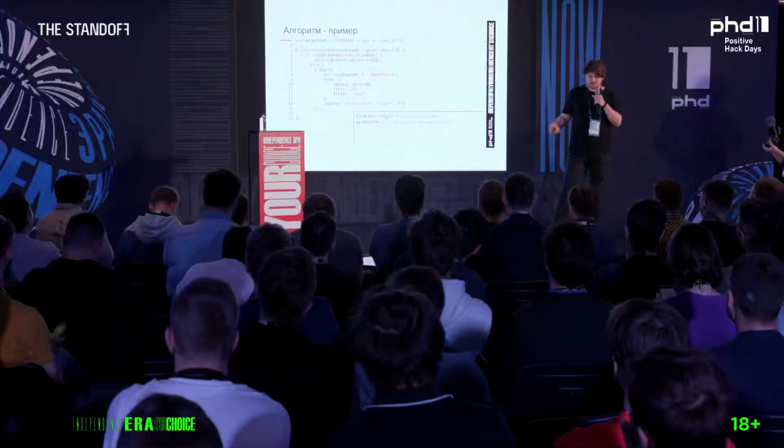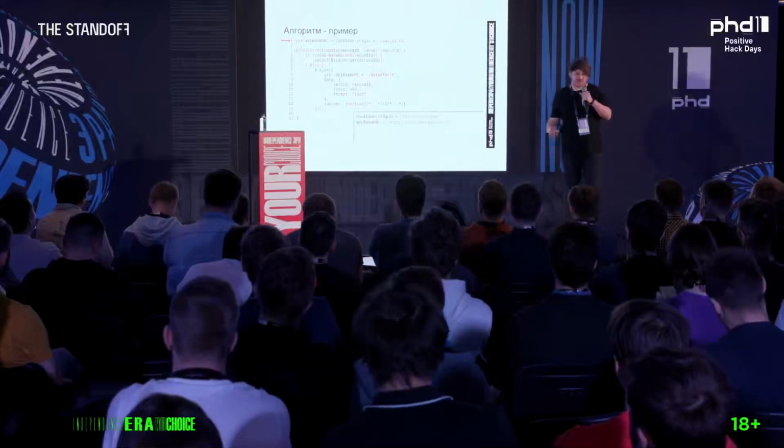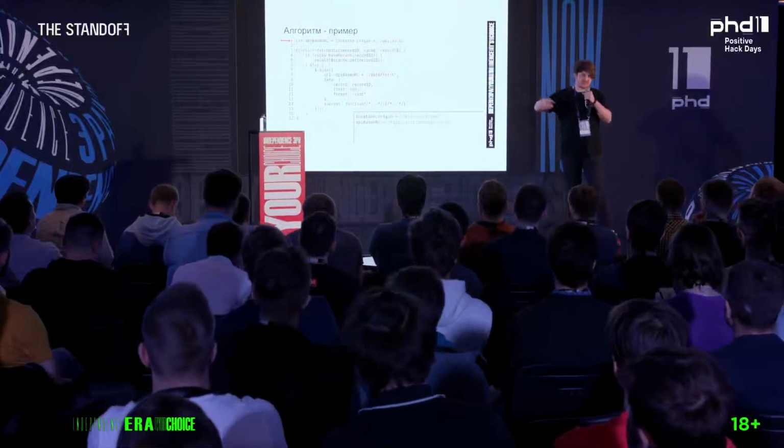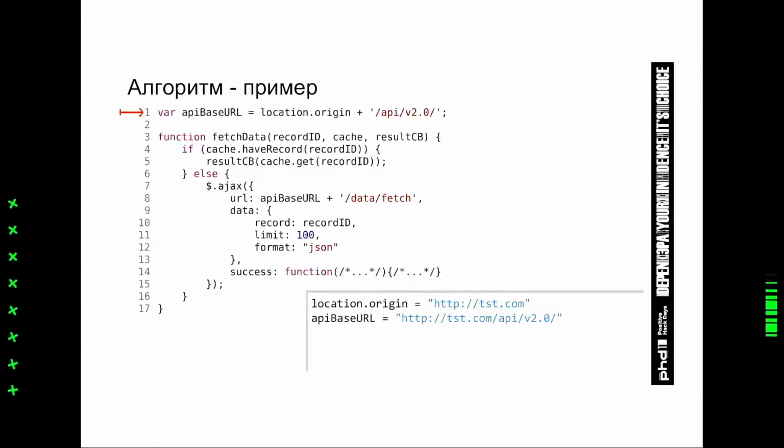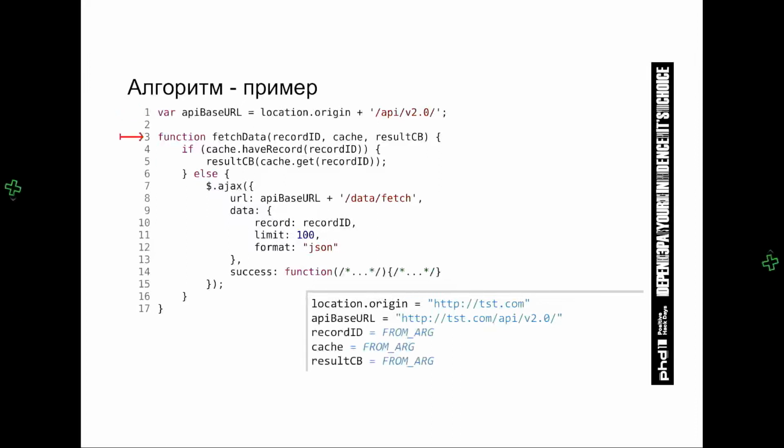So here we have a code, in the 7th line we have $Ajax. We go from the very top, and we can see an API-based URL, which is calculated using the data that we know. We know location. We know all the data on the web page. The second component is a literal, so we can calculate it. Class is supported, I already mentioned that. Then we go into the body of the function.